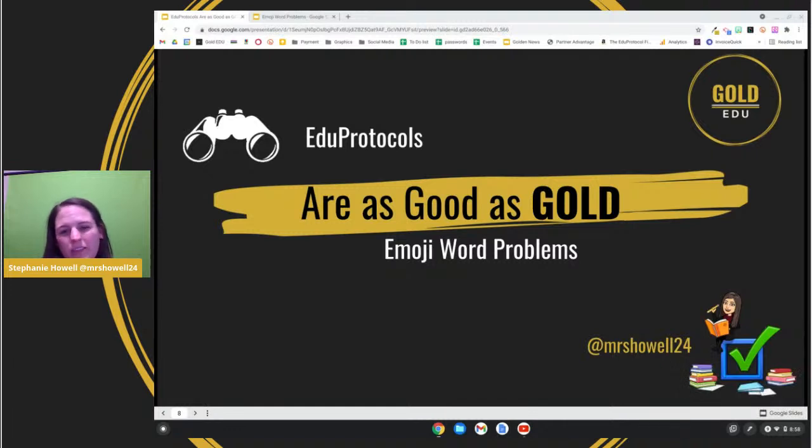Today we're going to be covering the emoji word problem. This one is actually not in any of the books. I found it on Twitter or Facebook, and it is a really good find. It reminds me of the emoji power paragraph, but it is with math.